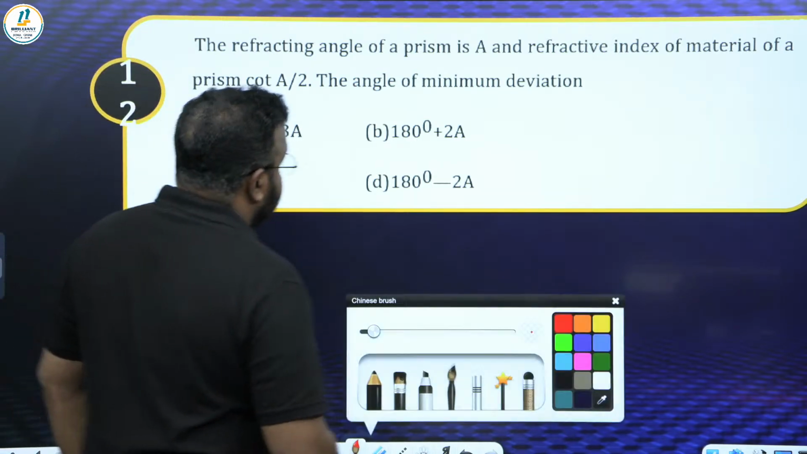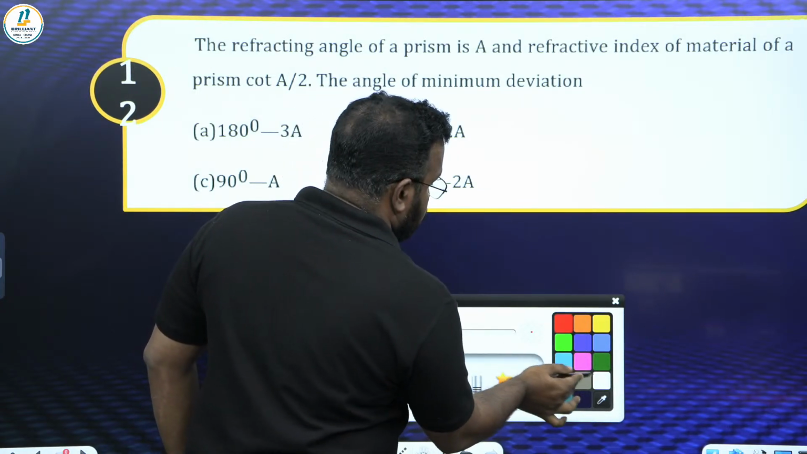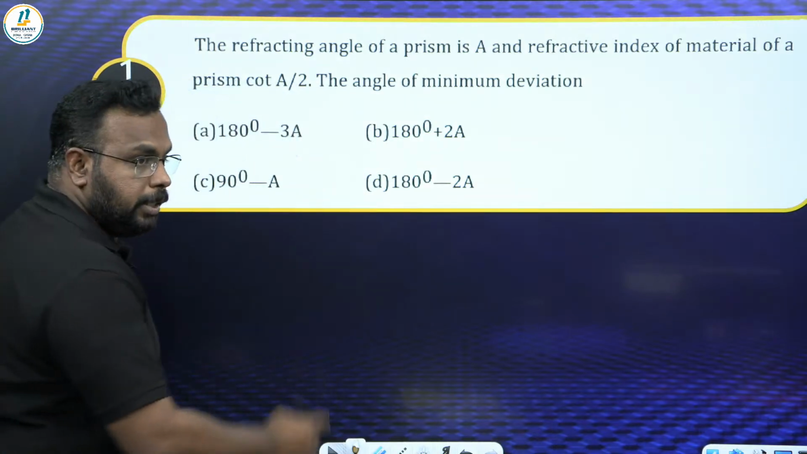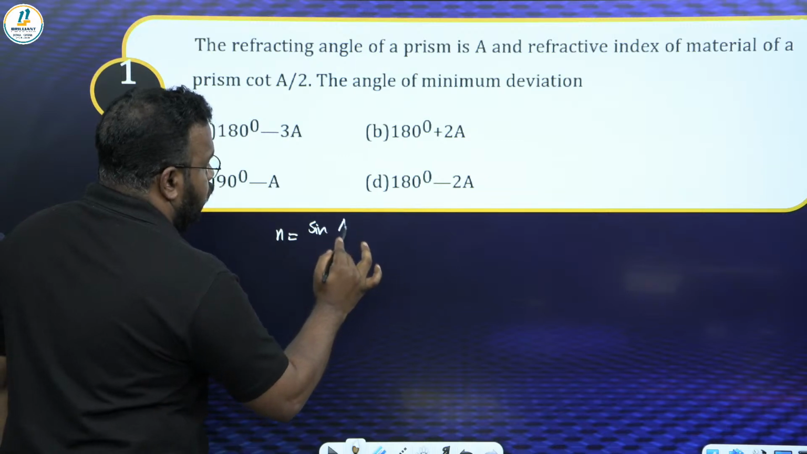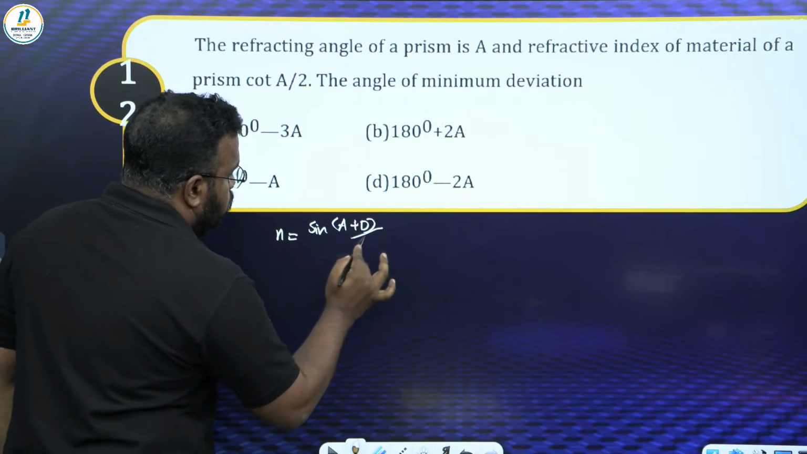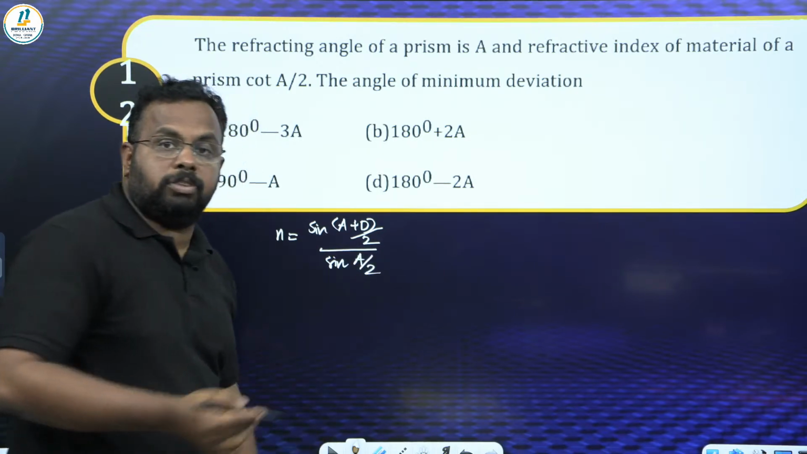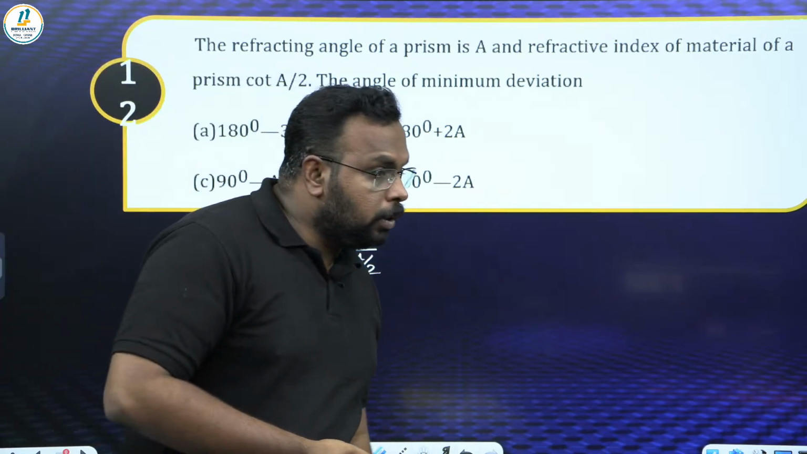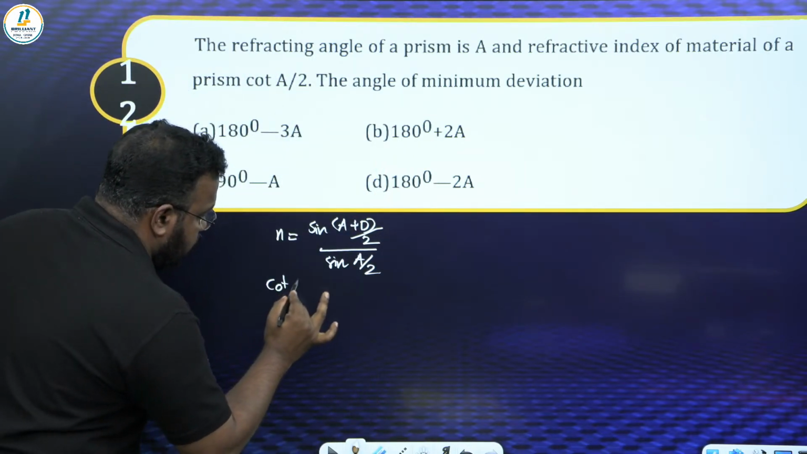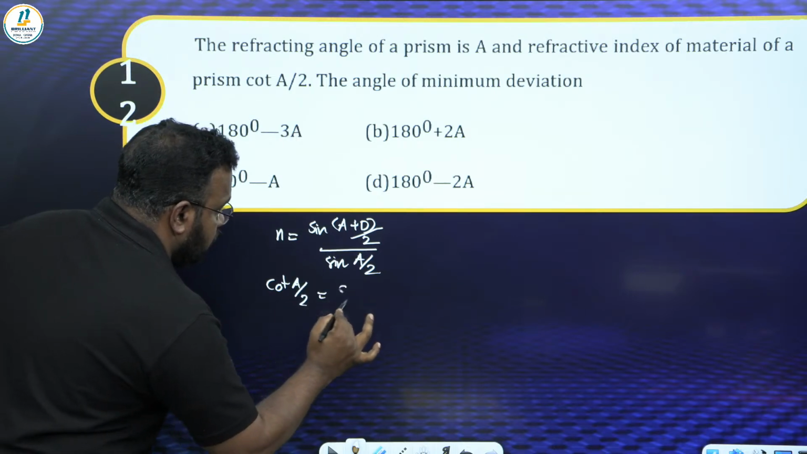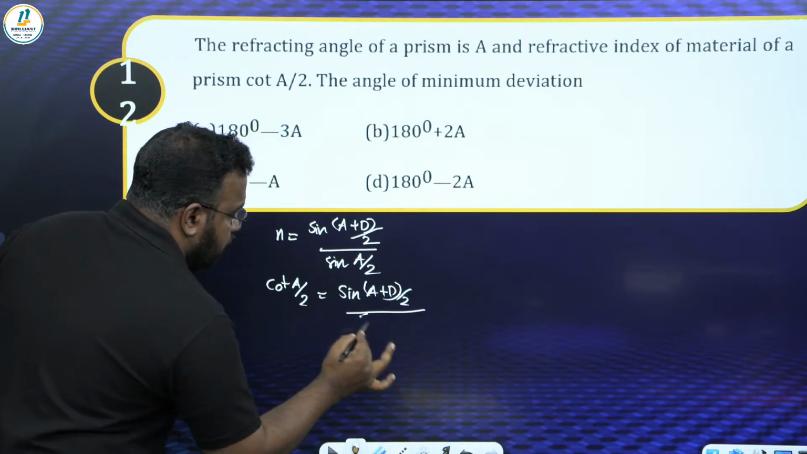Refractive index is given, so we can start with the refractive index formula only. N is equal to sin of (A plus D) by 2 divided by sin A by 2. This is the basic formula for finding the refractive index of the material of the prism. So we can substitute here. N is given as cot A by 2, so cot A by 2 is equal to sin (A plus D) by 2 by sin A by 2.